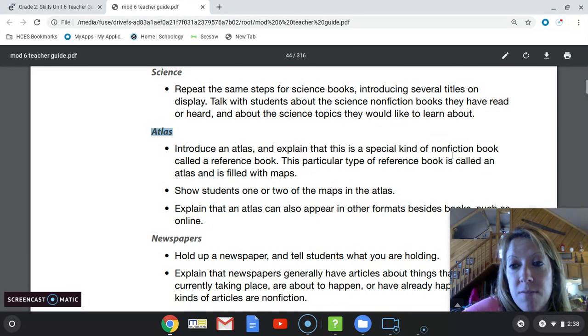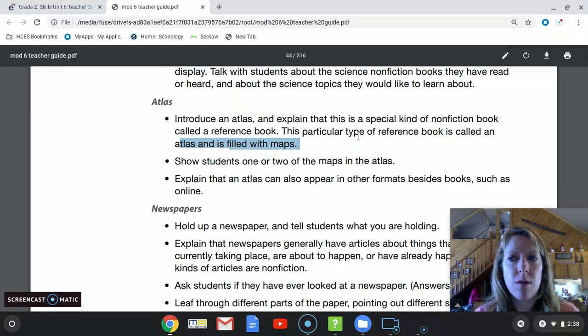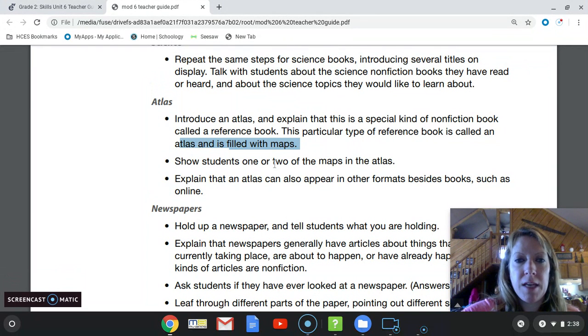An atlas is also a nonfiction book. It's a special kind of nonfiction book called a reference book. So an atlas is used to teach you things. It's filled with maps and other important information about the world, about countries, states, and things like that.